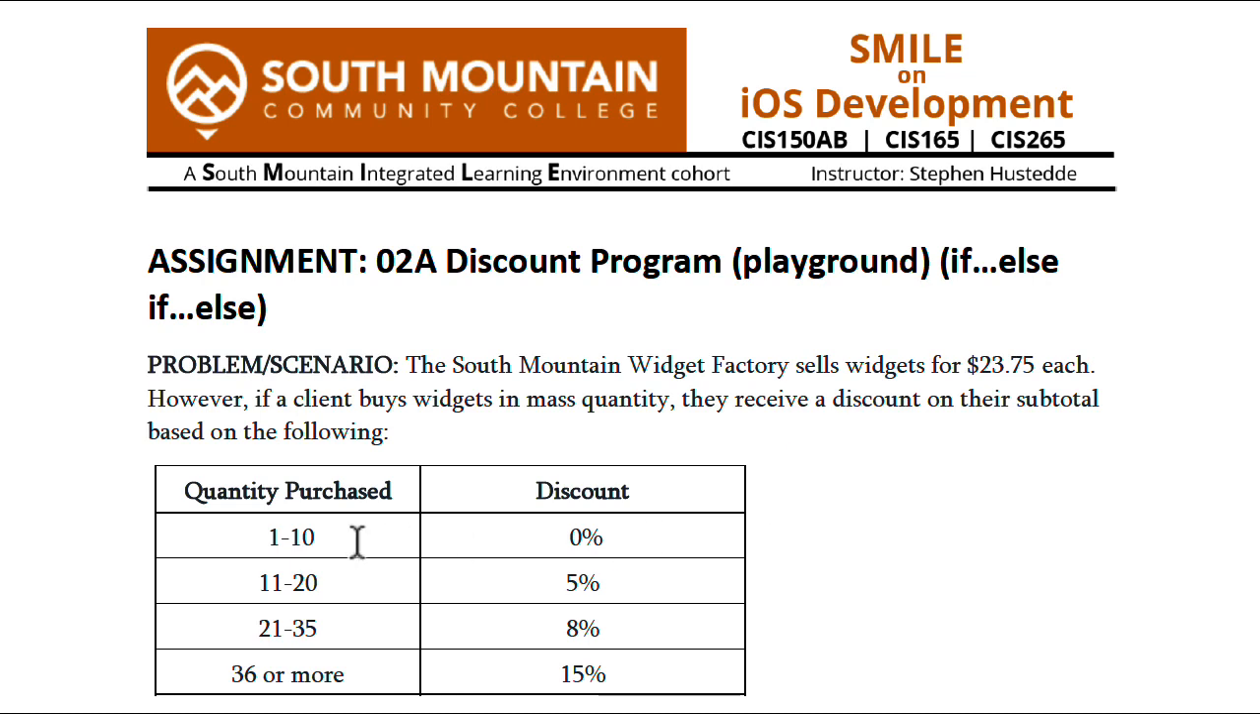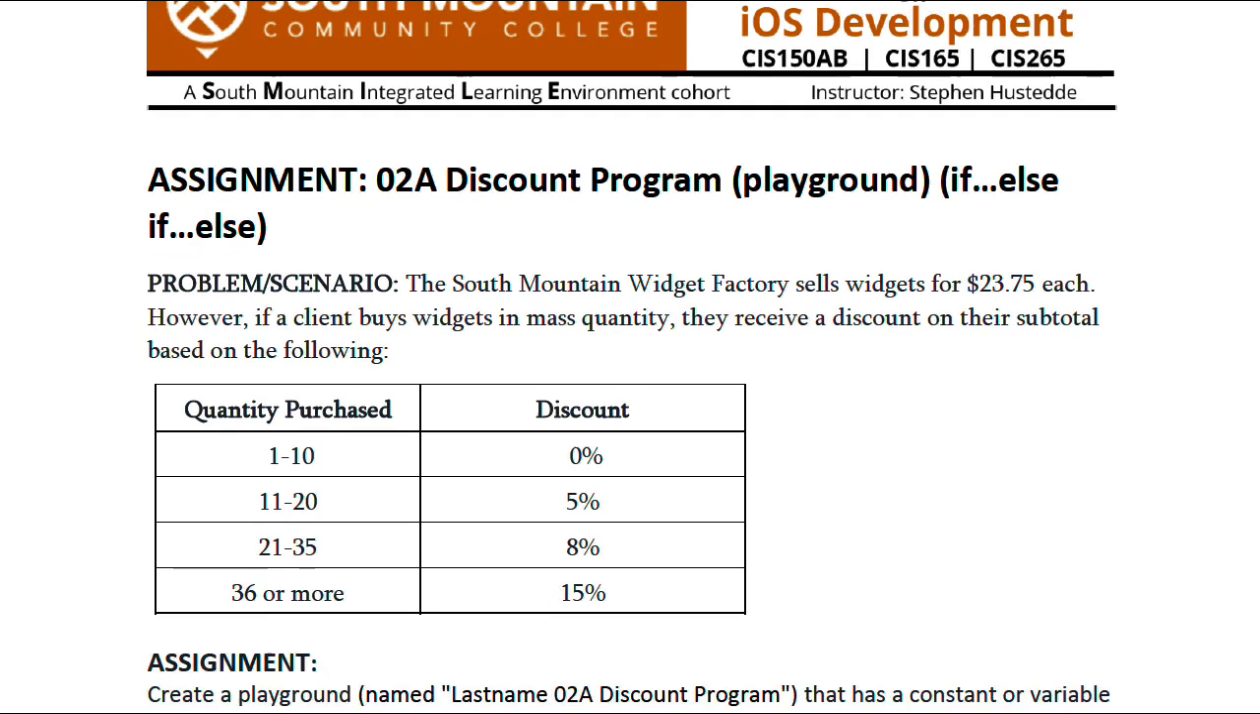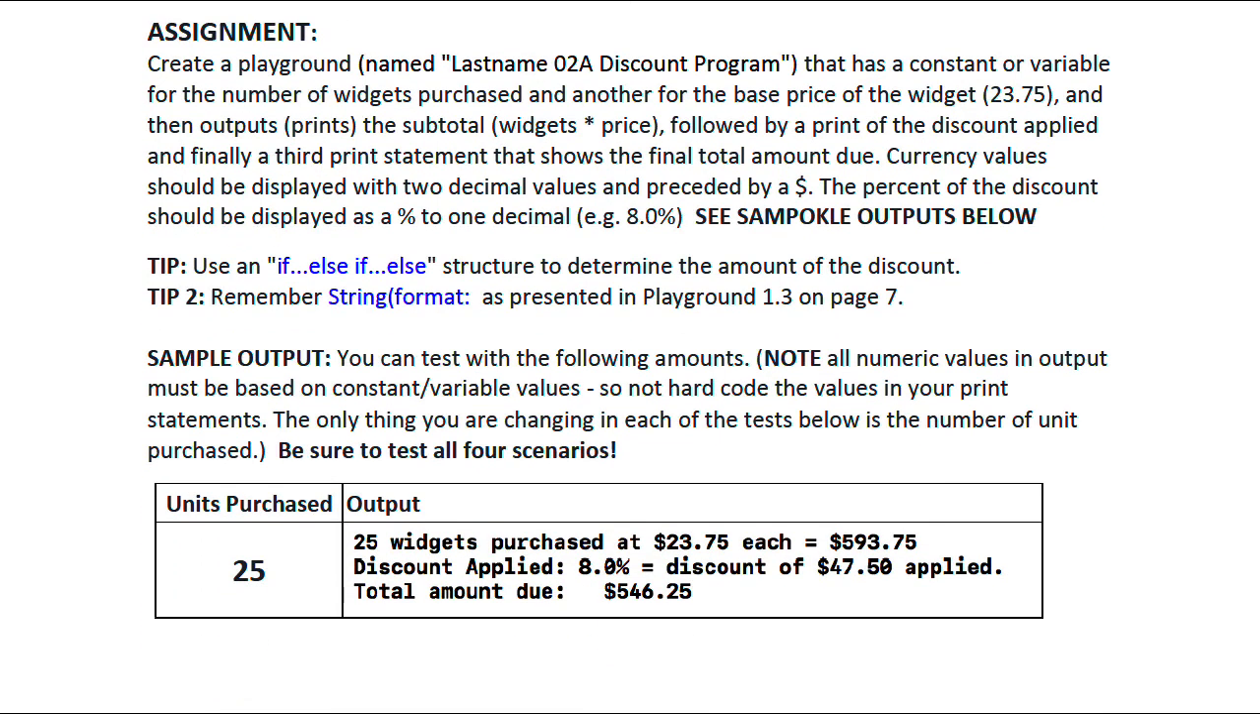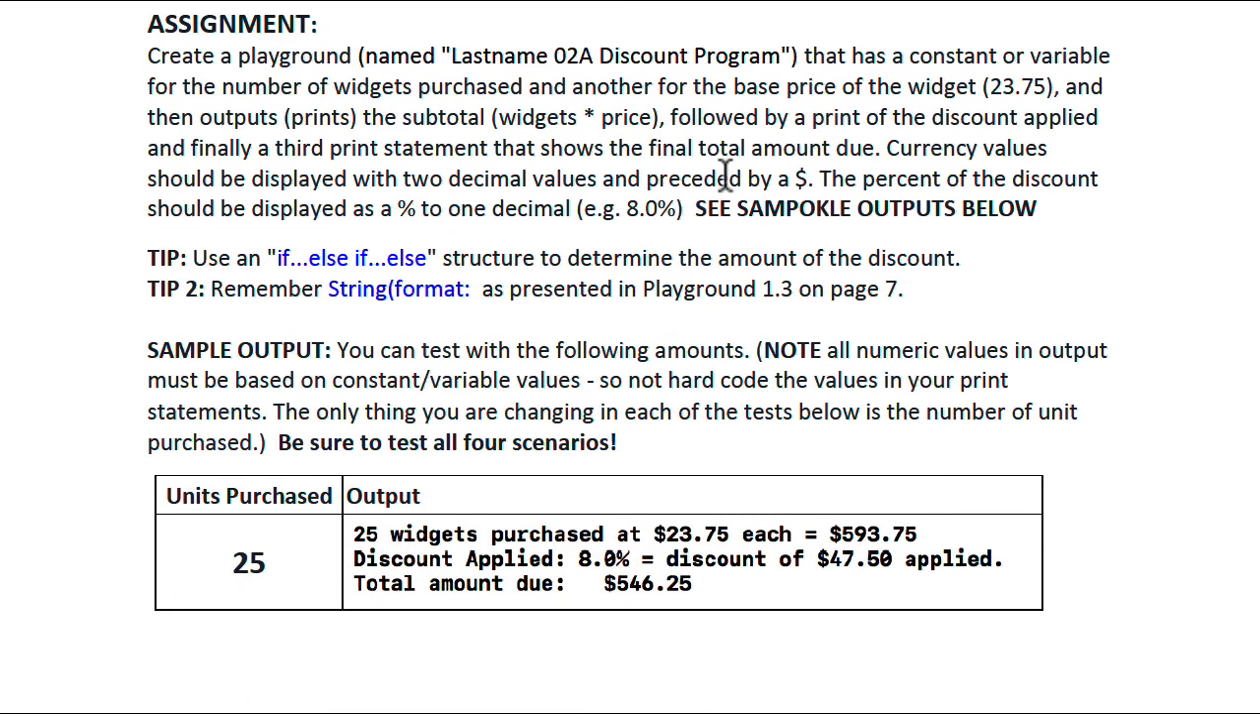If they purchase 1 through 10, there's no discount. 11 through 20 is 5%. 21 through 35, they get an 8%, and 36 or more will give them a 15% discount. So we're going to create a playground that does that.